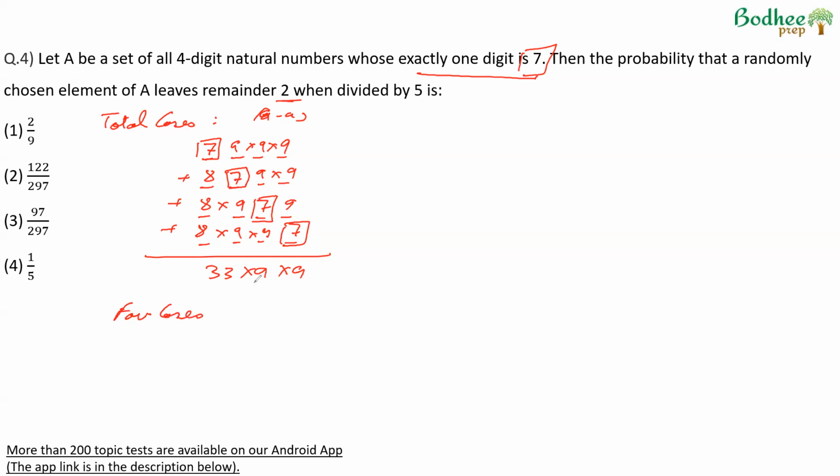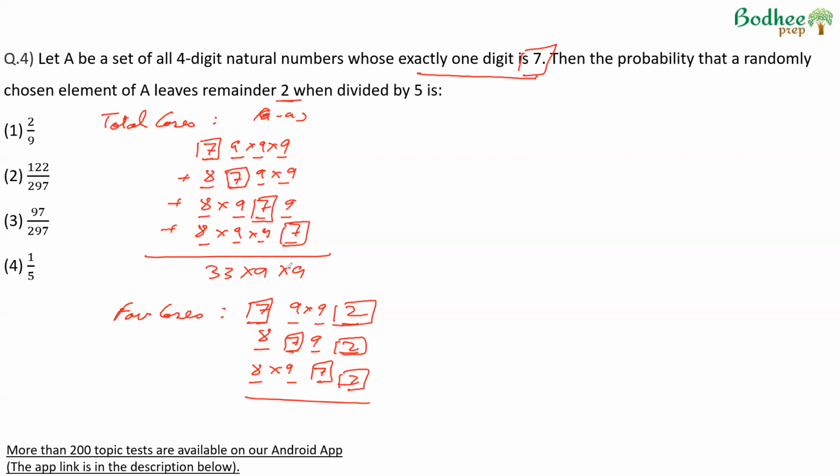Favorable cases we need should leave remainder 2 when divided by 5 and should have 7. So one possibility is it ends in 2, so when we divide by 5, remainder will be 2. This is fixed in its place. 7 is fixed in the first place, or in the second place, or in the third place, because the number has to have a 7. The number of possibilities here is 9 into 9, here it is 8 into 9, and here it is 8 into 9. Numbers ending in 2 and having exactly one 7 will be 9 into 9 plus 8 into 9 plus 8 into 9. 9 is common. 8 plus 8, 16, plus 9, 25 into 9.